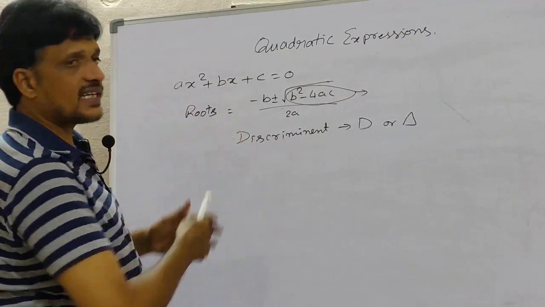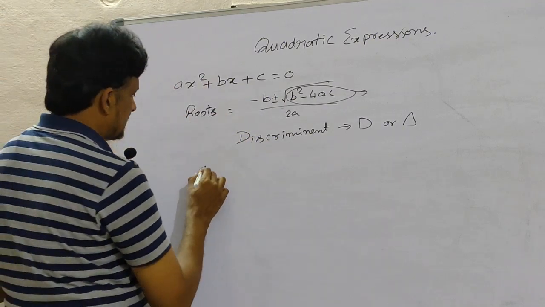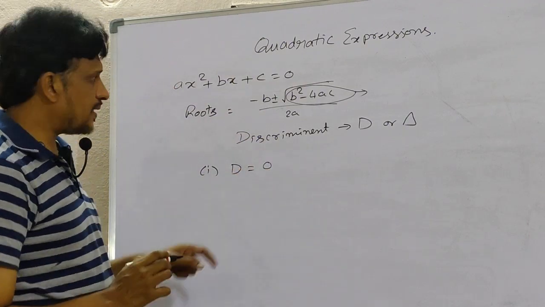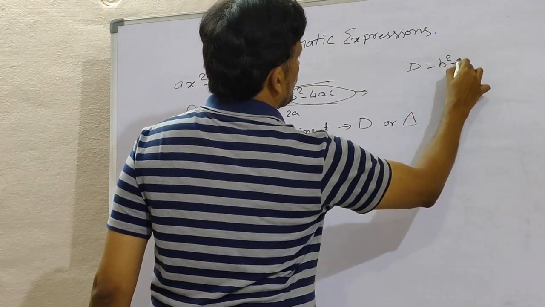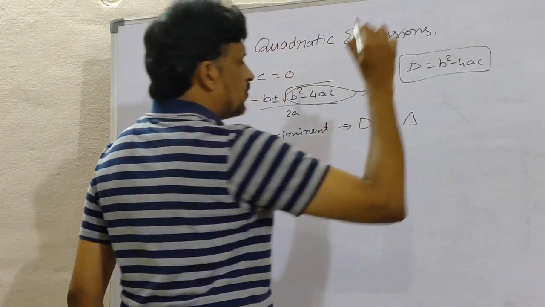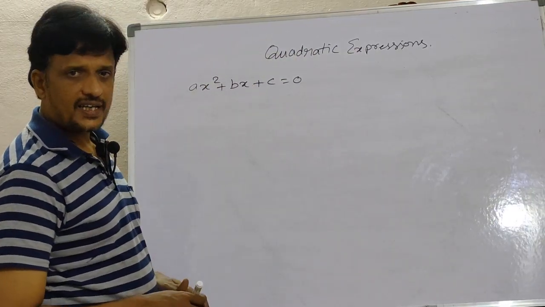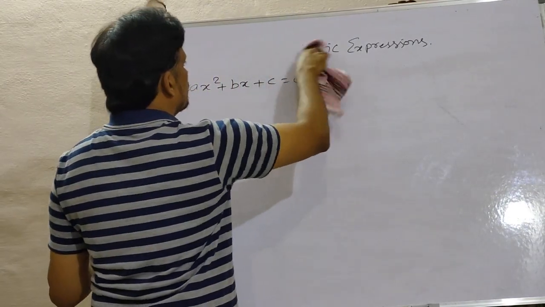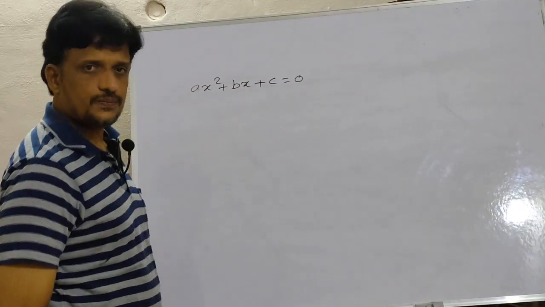Why are we not considering the other two terms, and only this b square minus 4ac? Just observe the first case here. When this discriminant is equal to 0, discriminant means simply b square minus 4ac. Observe this one. Suppose the discriminant of the given quadratic equation, here the given quadratic equation is ax square plus bx plus c is equal to 0.